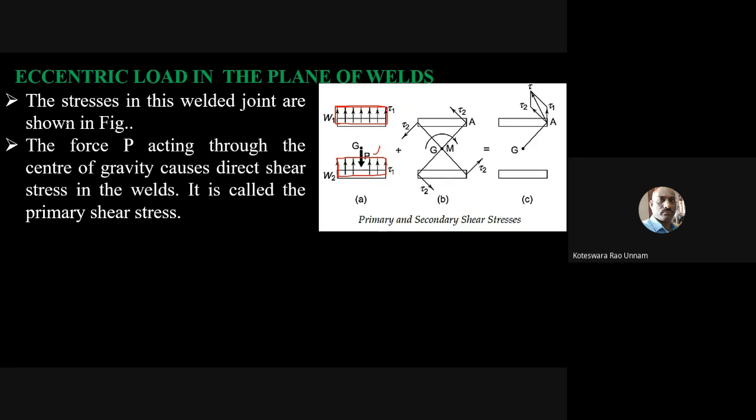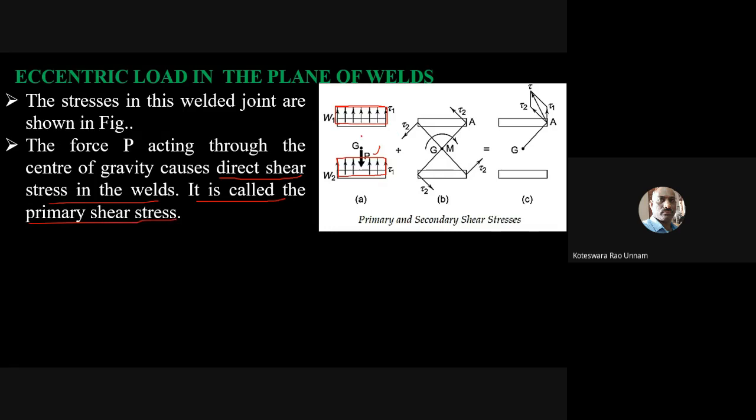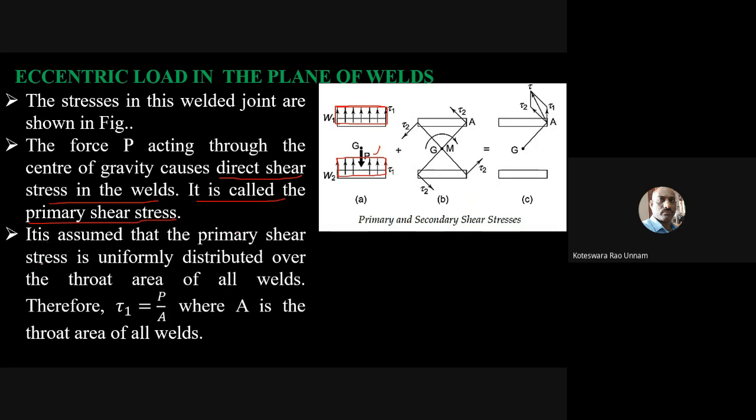The stresses in the weld joints are shown in the figure. The force P acting through the center of gravity causes a direct shear stress in the welds. It is called the primary shear stress because it is caused by a direct force. Because more than one shear stress is there, we name this one the primary shear stress. It is assumed that the primary shear stress is uniformly distributed over the throat area of all the welds. So the primary shear stress is uniform. That means if you choose any point in the weld, its magnitude is the same. It is not going to change from point to point.